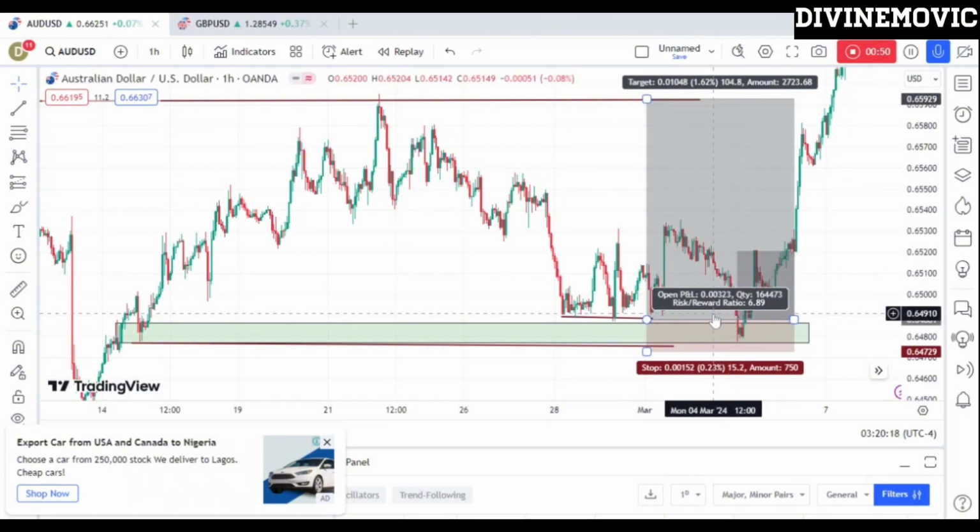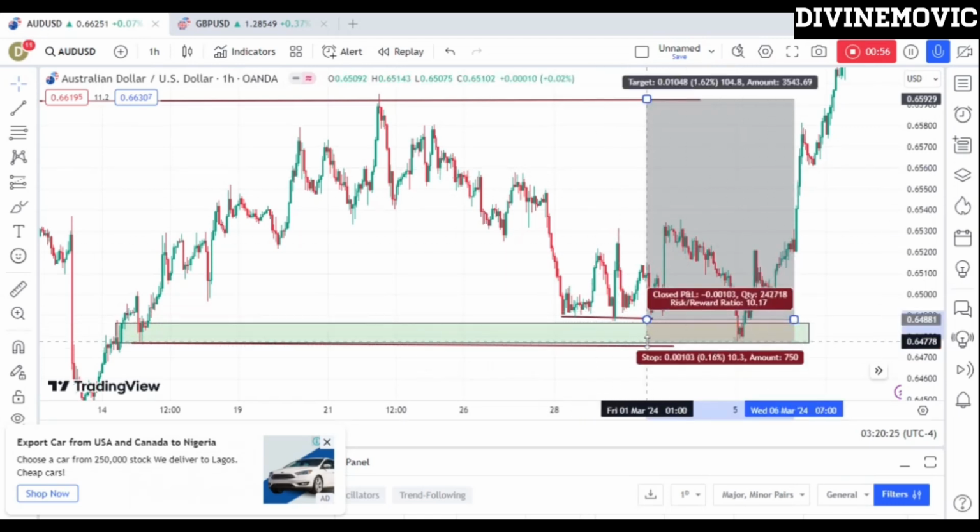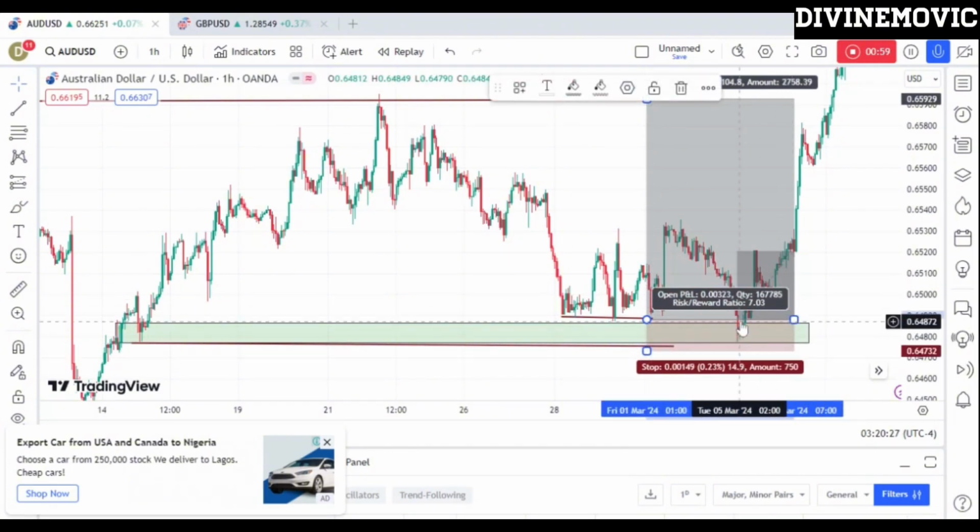So I knew that price was going to buy exactly if price got the liquidity here, and once price did move to the upside, you can see it's not even up to 10 pips of movement before price went into our take profit. So this is how to identify a sniper entry.